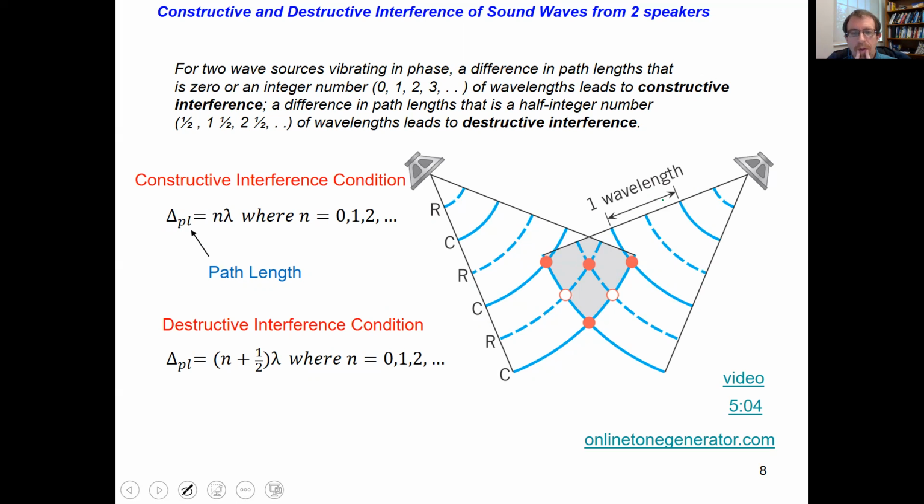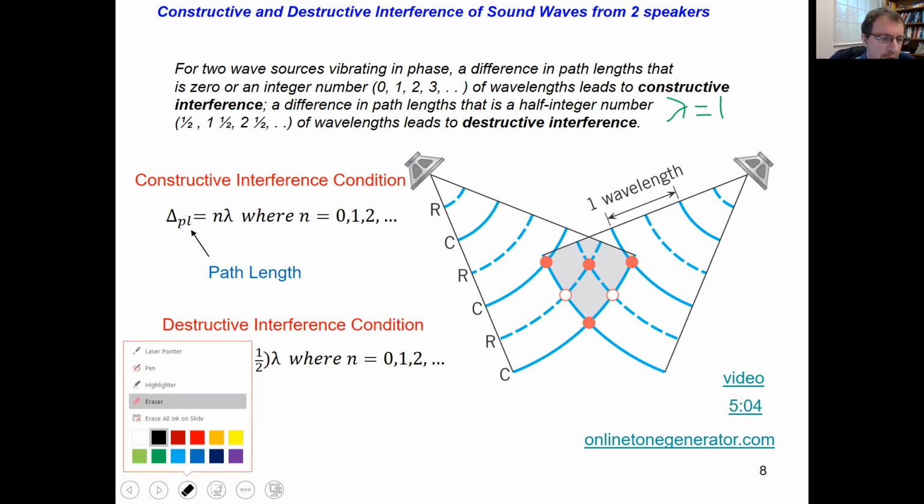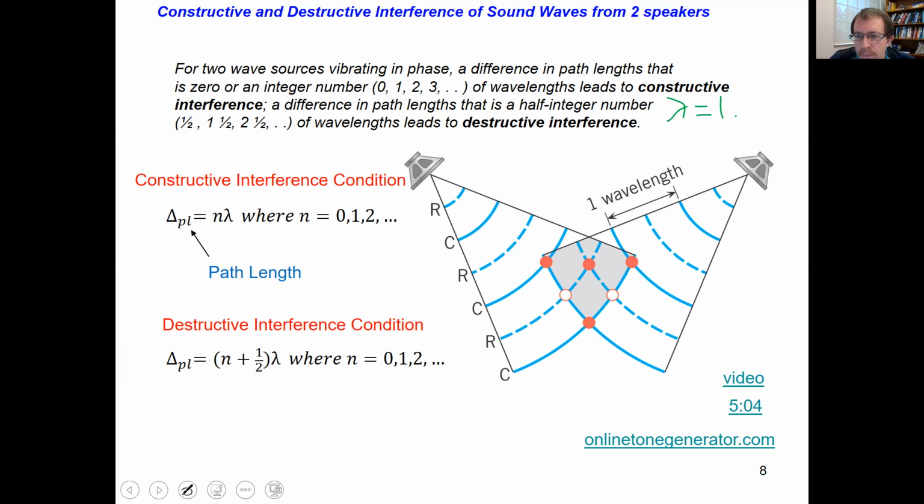Okay. So here's what we're going to do. We're going to take a look at some of these spots that are drawn. We've got red spots drawn and we've got white spots drawn. Okay. And we've got waves coming from our speakers. So for the sake of our discussion, let's say that the wavelength here is 1 meter. That's going to allow me to talk about this a little bit better than just saying wave.